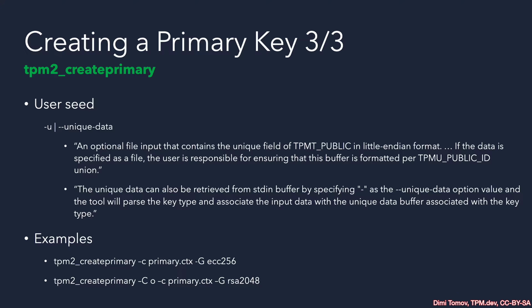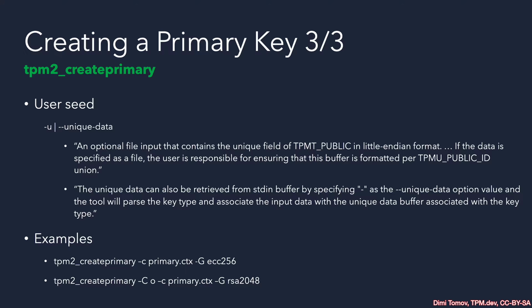As mentioned earlier, the user of the TPM has the ability to provide additional entropy to the KDF process. This is done using the -u option, and it can be provided as a file or from the standard input. Here we have two simple examples of generating primary keys. One generates an ECC P256 curve key, the other an RSA 2048-bit key.